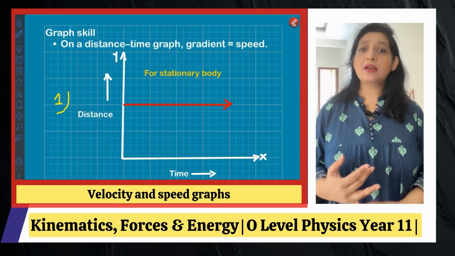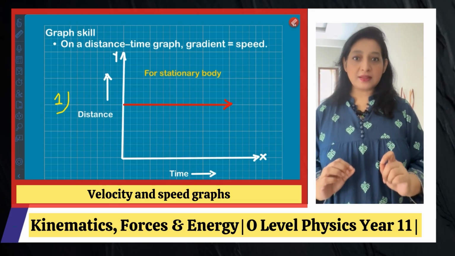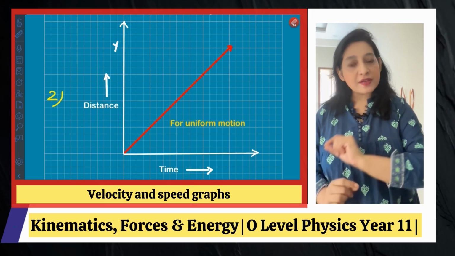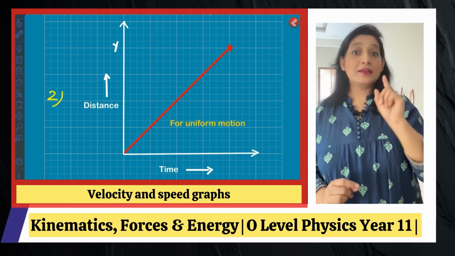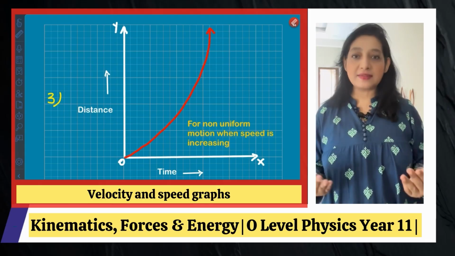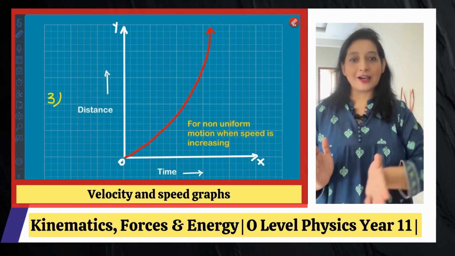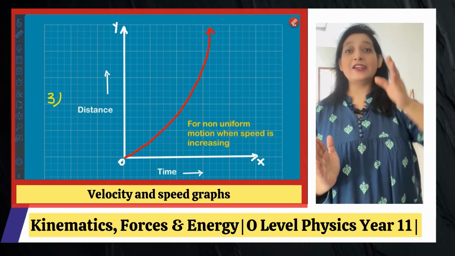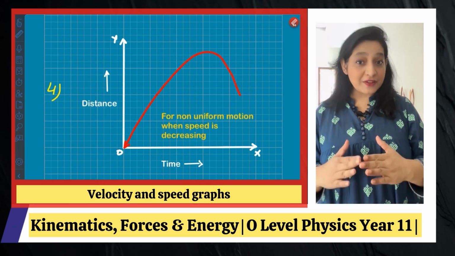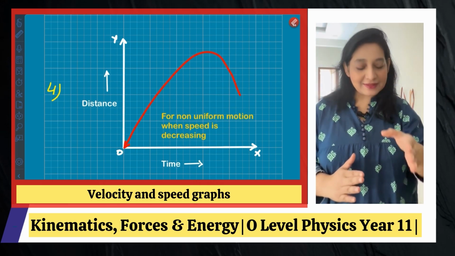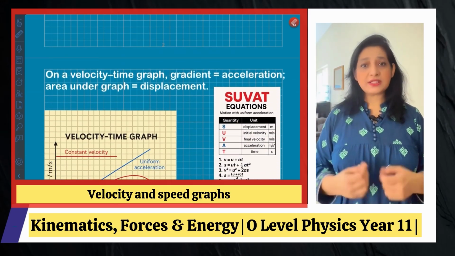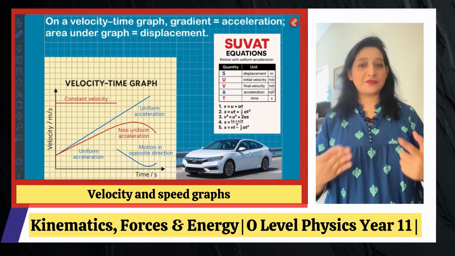In the first, the object is at rest. Next, when speed is uniform, the graph is a straight line. Next, when speed is not uniform and increasing, the graph is curved. And now, speed is not uniform and decreasing. The graph is like this. Got it?